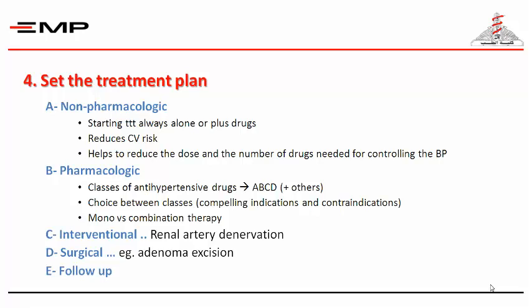Interventional treatment for hypertension comes after the non-pharmacological and the pharmacological treatment prove insufficient, so we will go for interventional treatment, as in cases of renal artery denervation. Surgical treatment is used in cases where tumors are present, such as pheochromocytoma, for example, by adenoma excision. And follow-up for hypertensive patients is always mandatory.